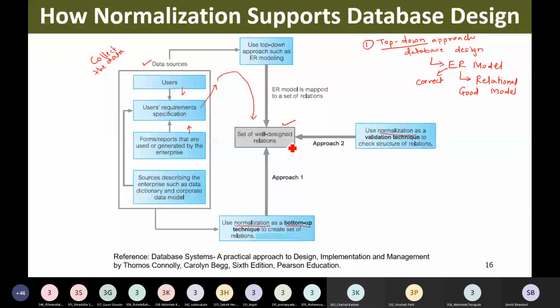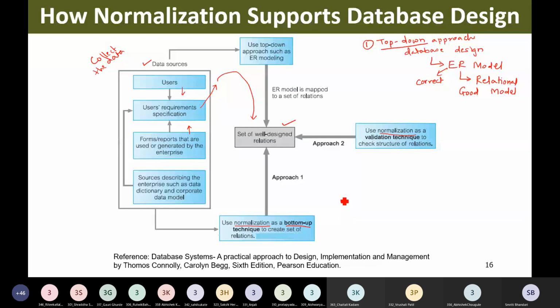Now we are talking about the other way of database design. In this other approach, we say that this is a bottom-up approach. What we do in this bottom-up approach is collect all the attributes together.